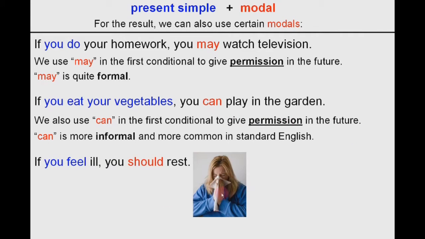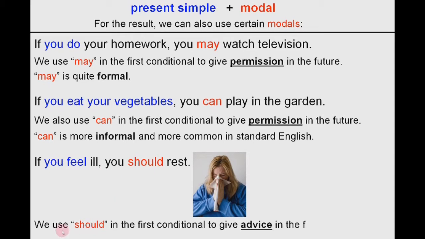And finally, another example of modals. If you feel ill, you should rest. And here, in the first conditional, we use should to give advice in the future. Okay? So we are advising this person to rest. So we are telling this person the correct thing to do.